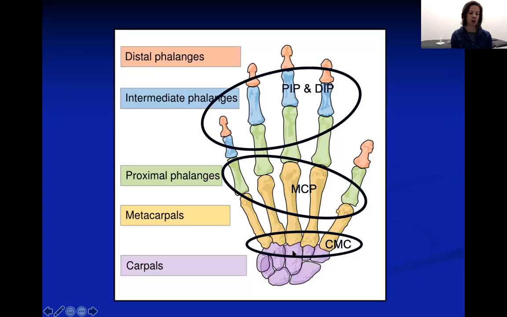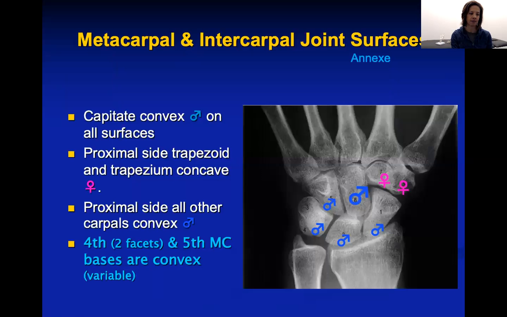Here's an example. We've got the CMCs, which again are the carpal bones with the base of the metacarpals. We're going to also look at the MCPs, which are the metacarpophalangeal joints, and then the DIP and PIPs. So we're going to look at from this area here, which will be the CMCs. We're going to look now also at the MCPs, which will be this area here, and then our fingers, which would be the PIP and DIP.